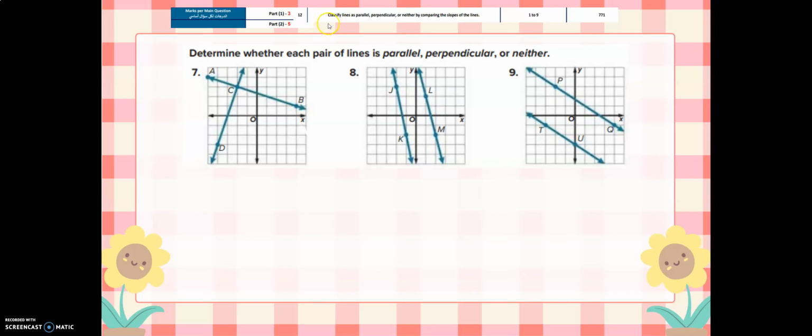Okay, the next topic would be classifying lines as parallel, perpendicular, or neither by comparing the slopes of lines. So let's try to look at example number 7. We can see that the two lines here are on a coordinate plane and they are intersecting lines. It is going to be difficult for us to assume that the lines are perpendicular or parallel by just merely looking at the picture. So we still have to solve for the slope.